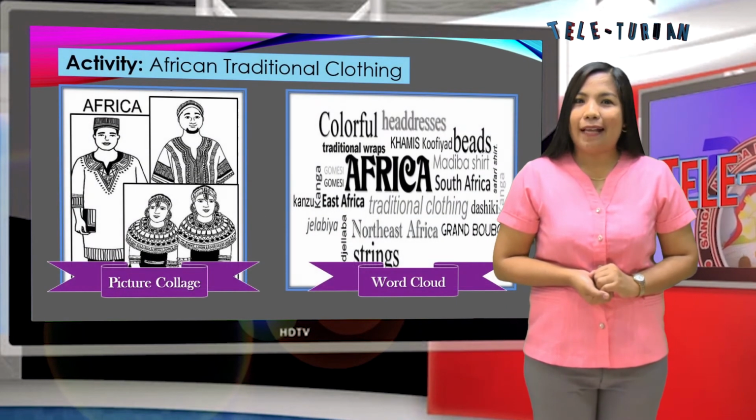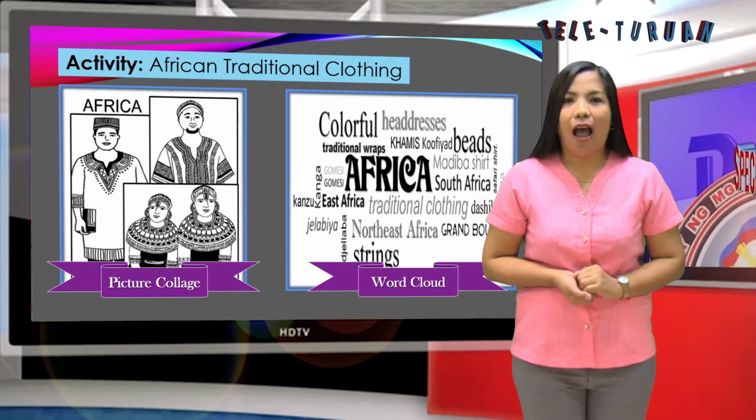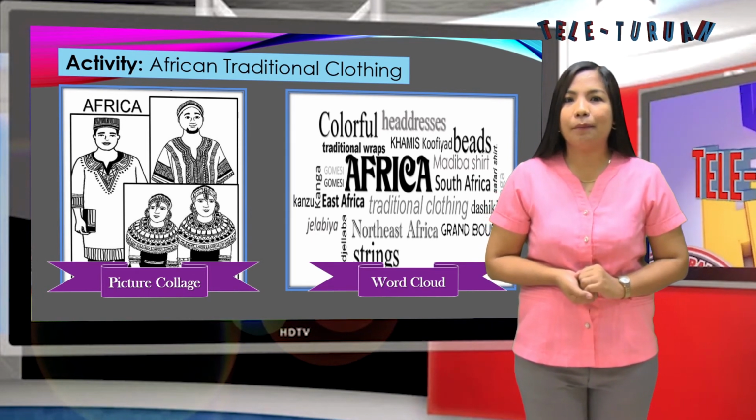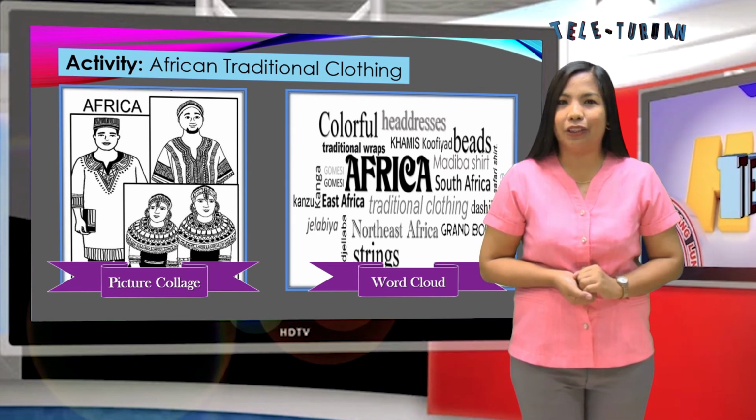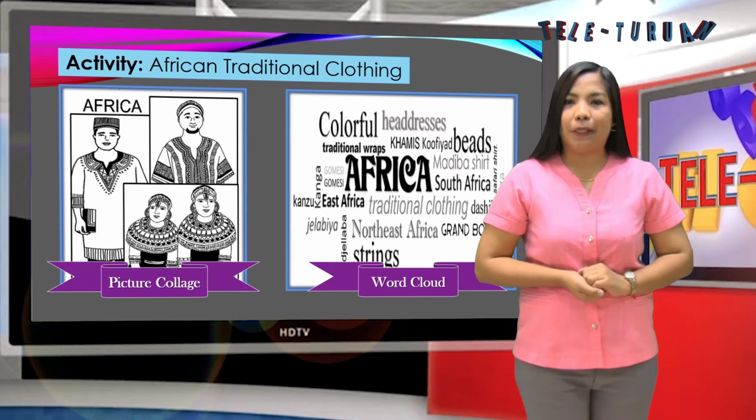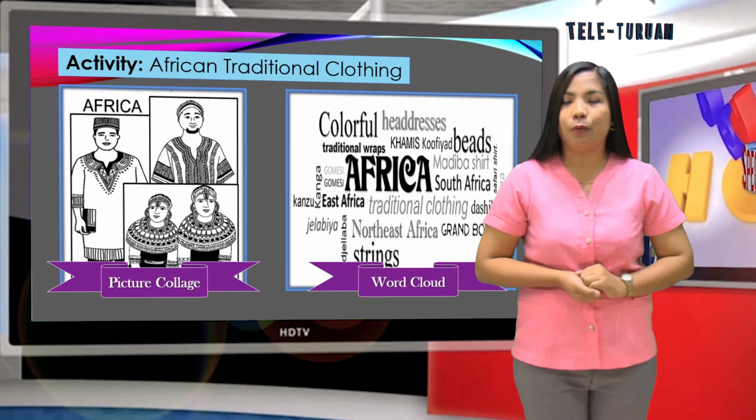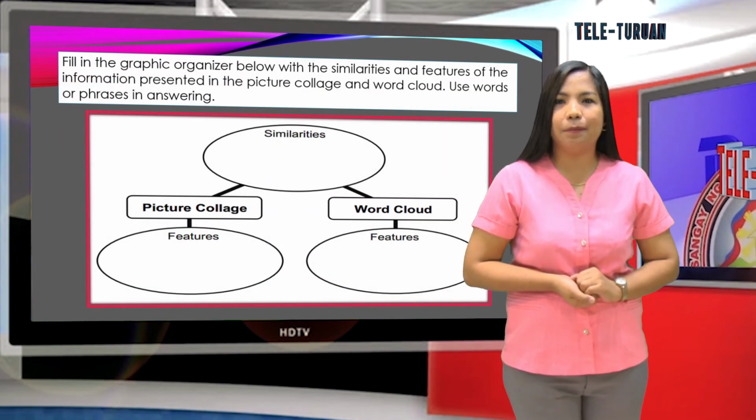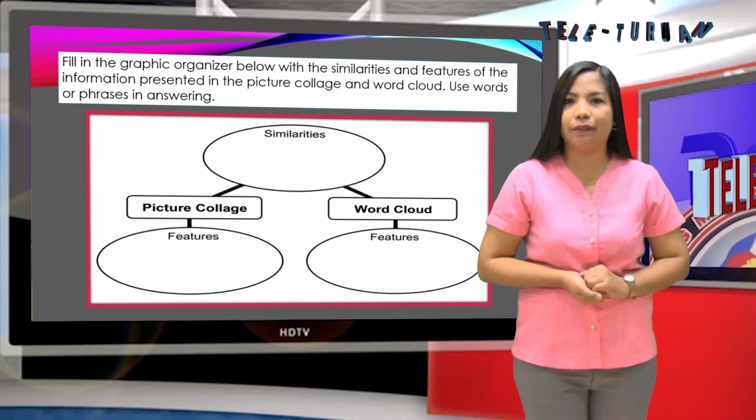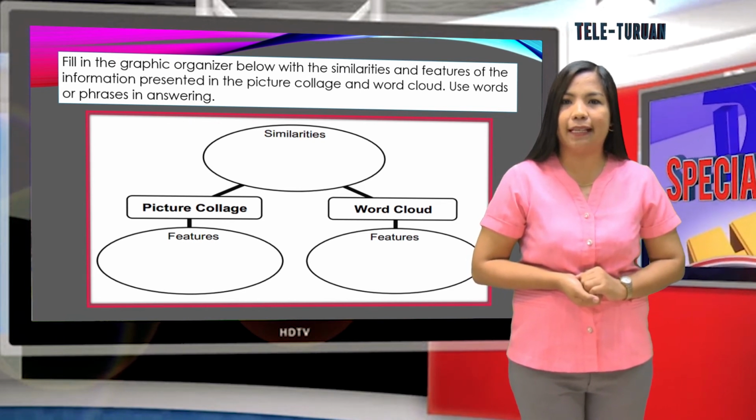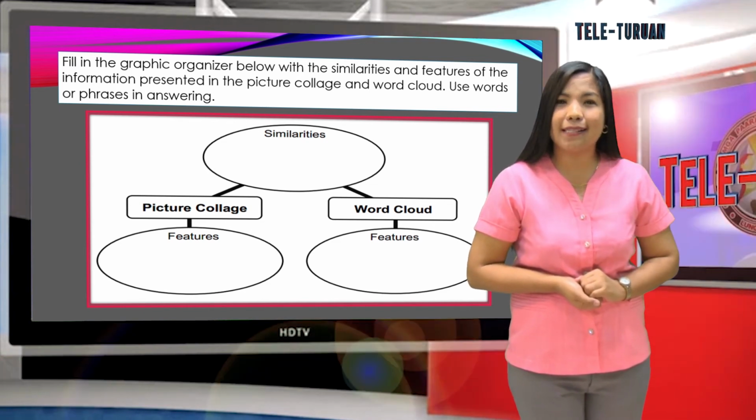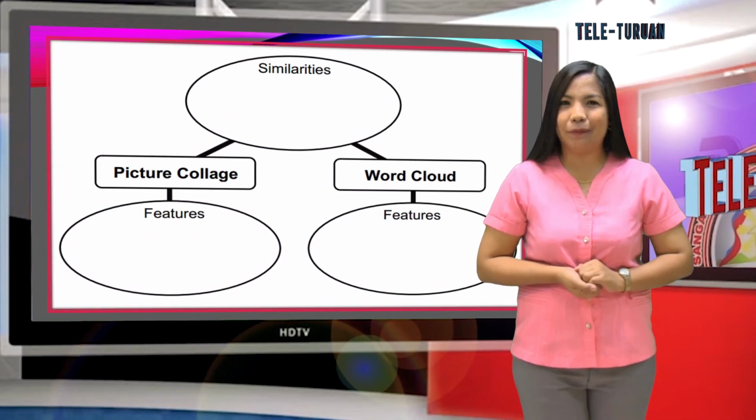Now, to test your skills and understanding, I have here an activity for you. I'll be presenting 2 different multimodal texts about African traditional clothing. One is a picture collage and the other is a word cloud. For the direction, fill in the graphic organizer below with the similarities and features of the information presented in the picture collage and word cloud. Use words or phrases in answering this activity. Now let's check your activity.